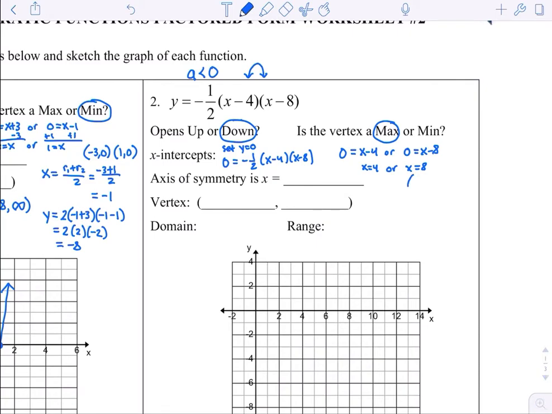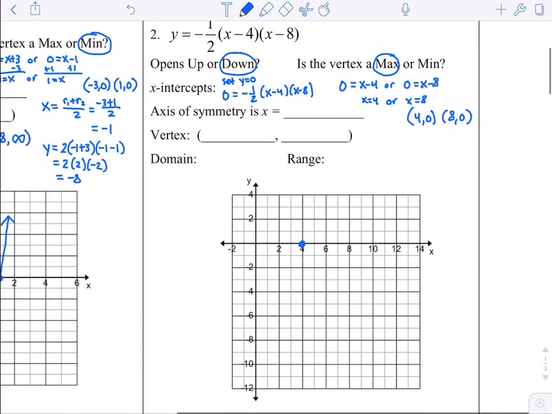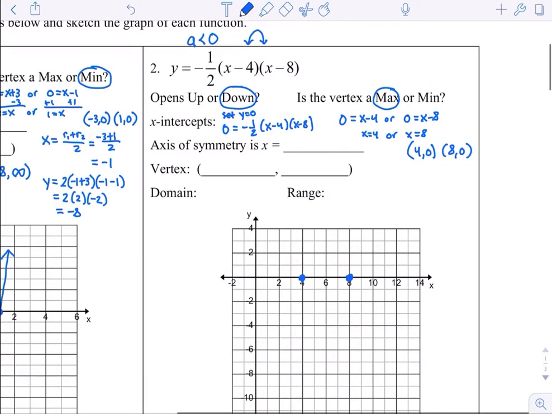So your x-intercepts are 4 comma 0 and 8 comma 0. So let's go ahead and plot that: 4 comma 0 and 8 comma 0. All right, axis of symmetry. x is going to equal r1 plus r2 all divided by 2. Our roots are 4 and 8. So 4 plus 8 all divided by 2. That's going to be 12 over 2, which is 6. So x is going to equal 6. And that's also the x-coordinate of the vertex.